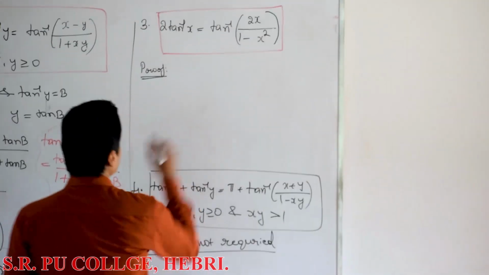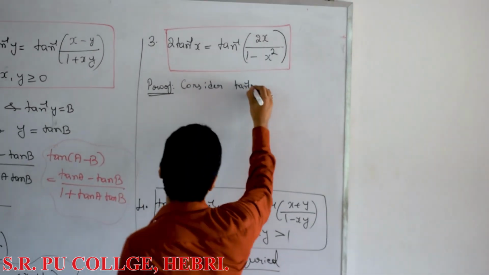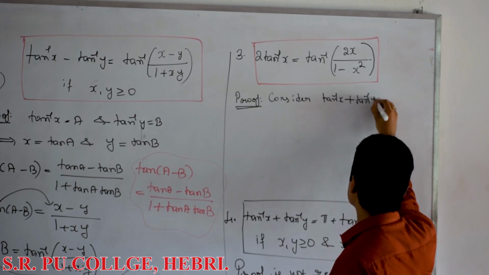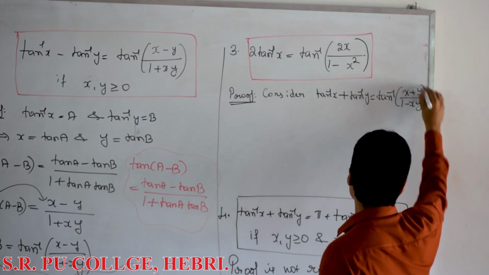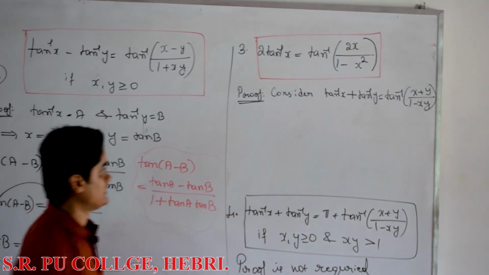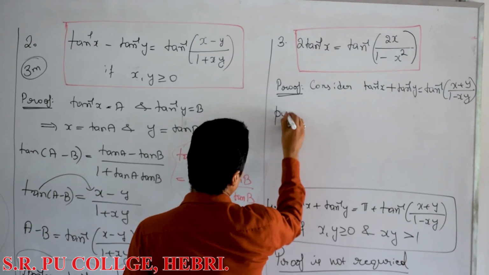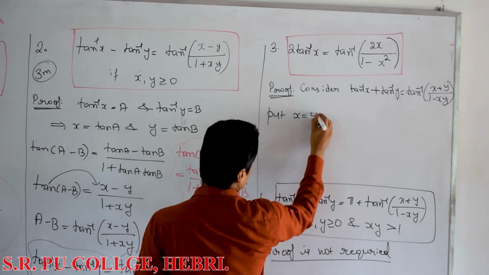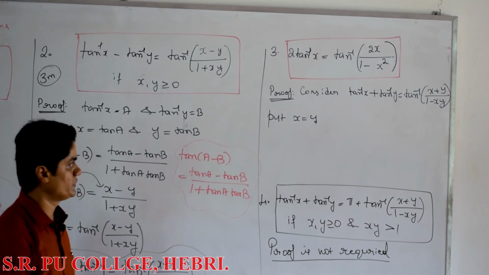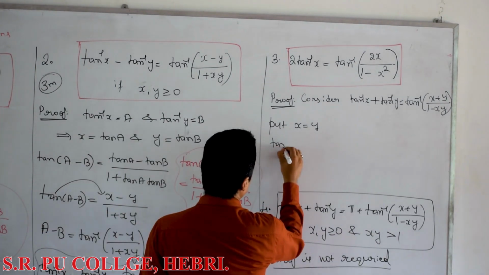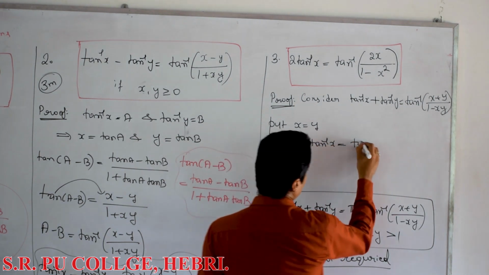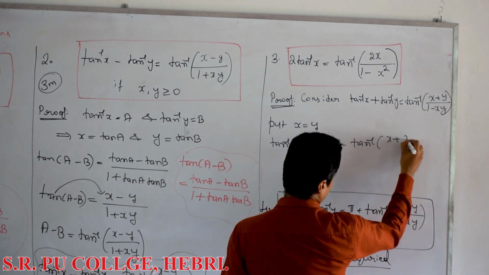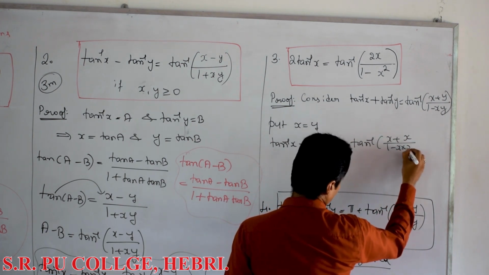Observe this carefully. First consider this result: tan inverse of x plus tan inverse of y is equal to tan inverse of (x plus y) by (1 minus x into y). Now in this result, to get the third result, very simple, put y equal to x. So observe what will happen. Tan inverse of x plus tan inverse of x equals tan inverse of (x plus x) by (1 minus x into x).